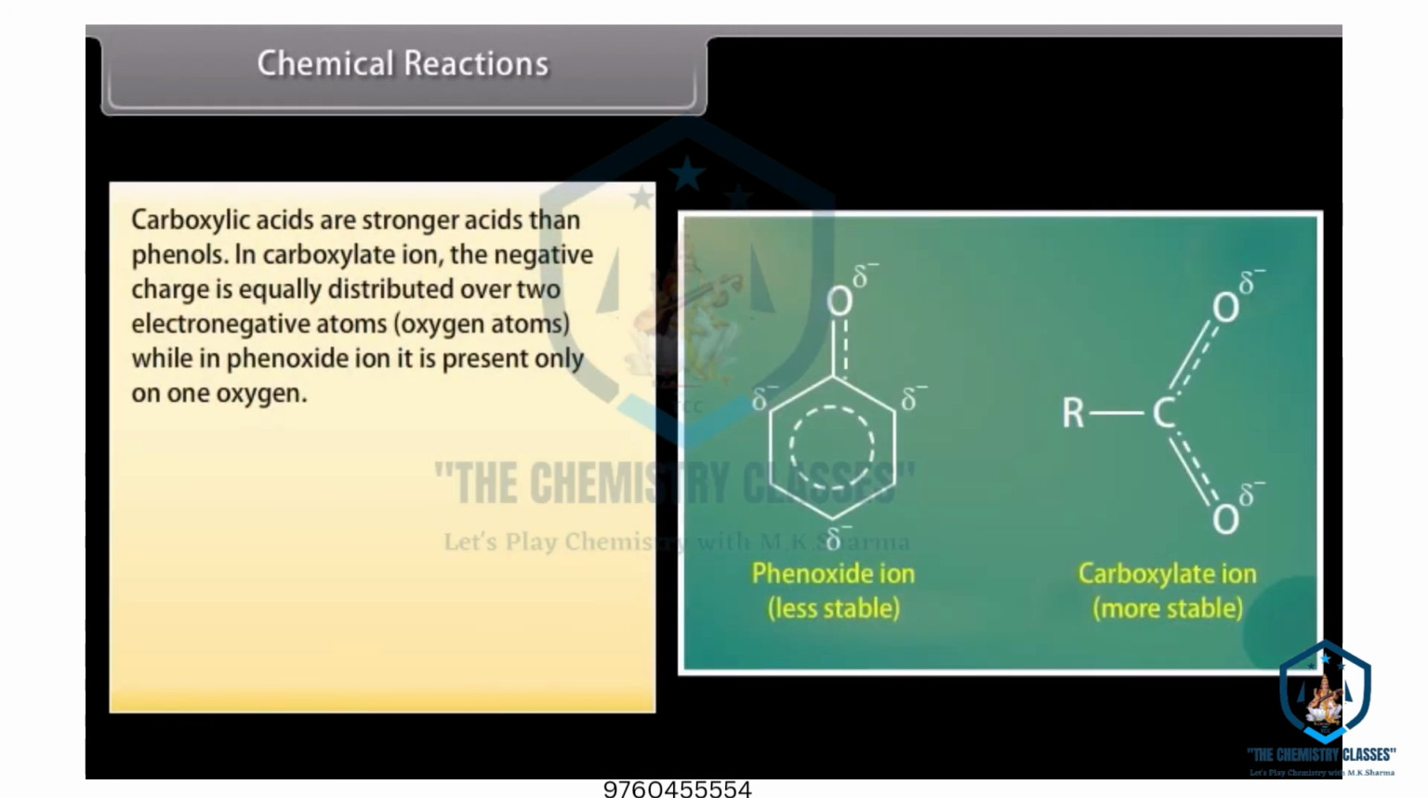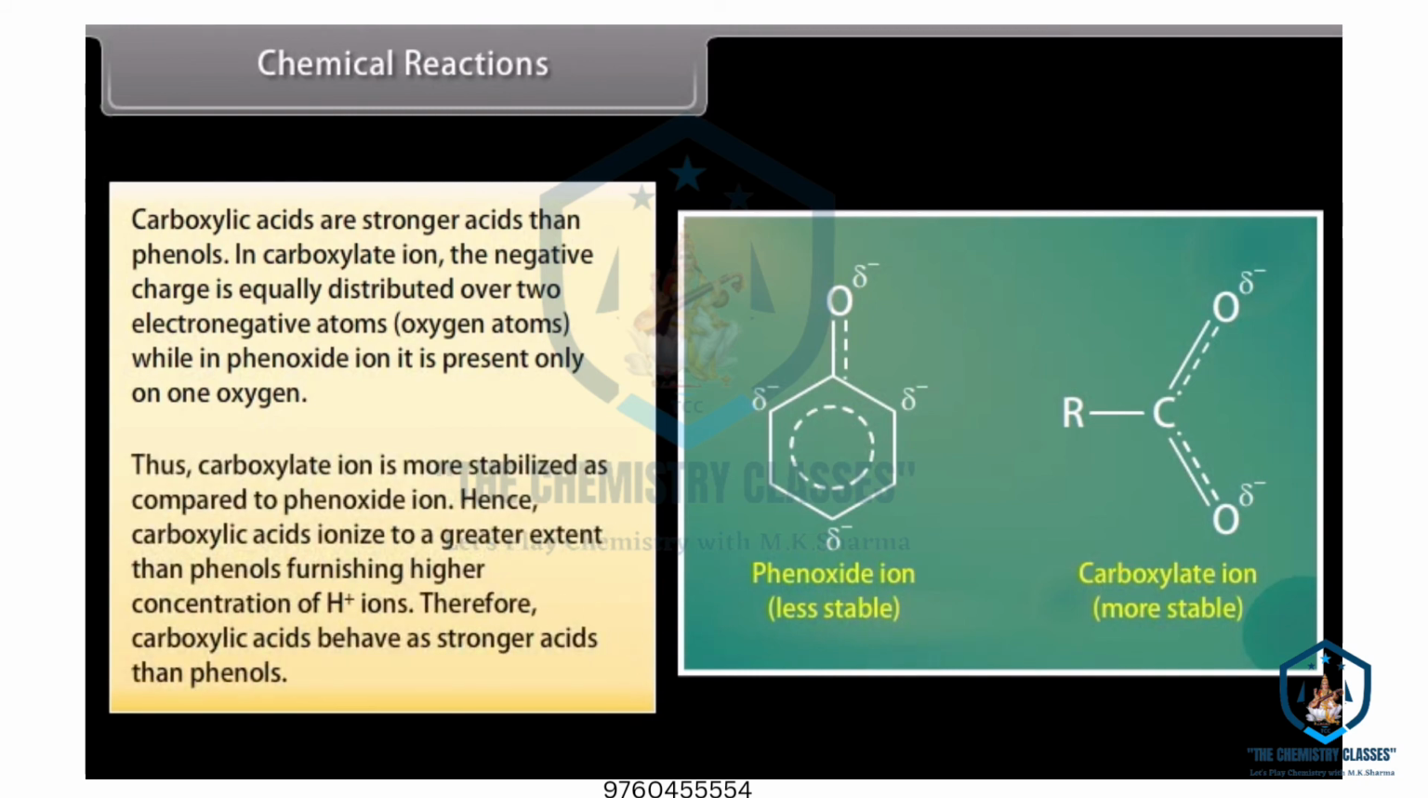Chemical reactions. Carboxylic acids are stronger acids than phenols. In the carboxylate ion, the negative charge is equally distributed over two electronegative atoms, that are oxygen atoms, while in the phenoxide ion it is present only on one oxygen. Thus, the carboxylate ion is more stabilized as compared to the phenoxide ion. Hence, carboxylic acids ionize to a greater extent than phenols, furnishing a higher concentration of hydrogen ions. Therefore, carboxylic acids behave as stronger acids than phenols.